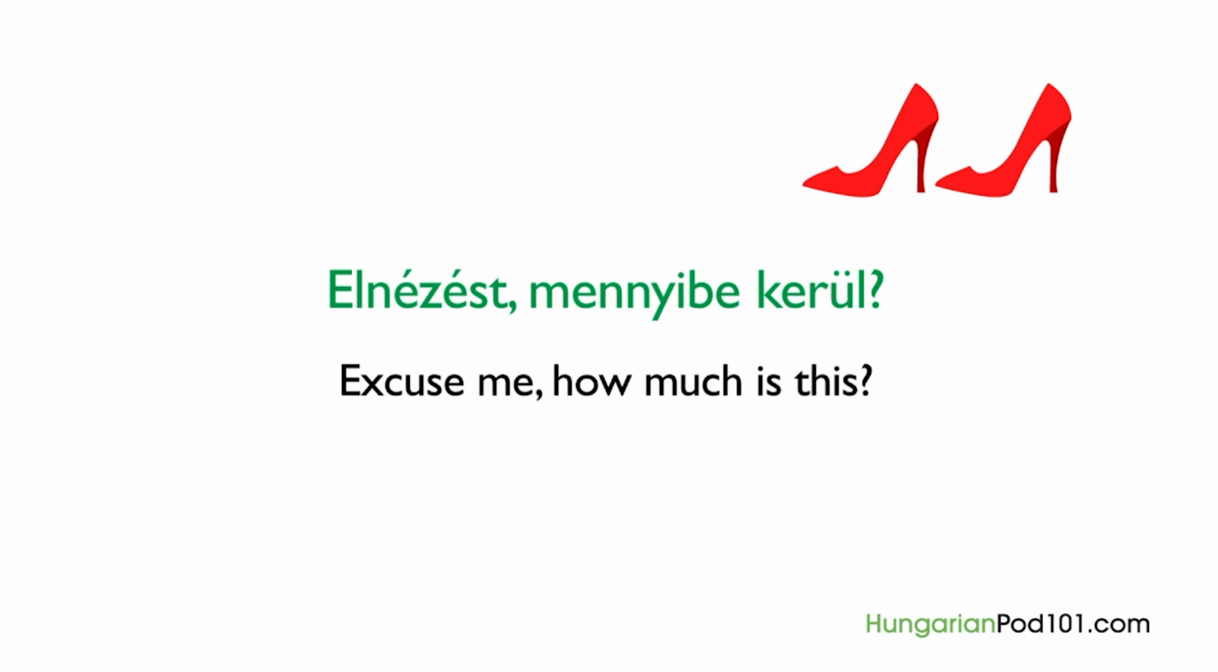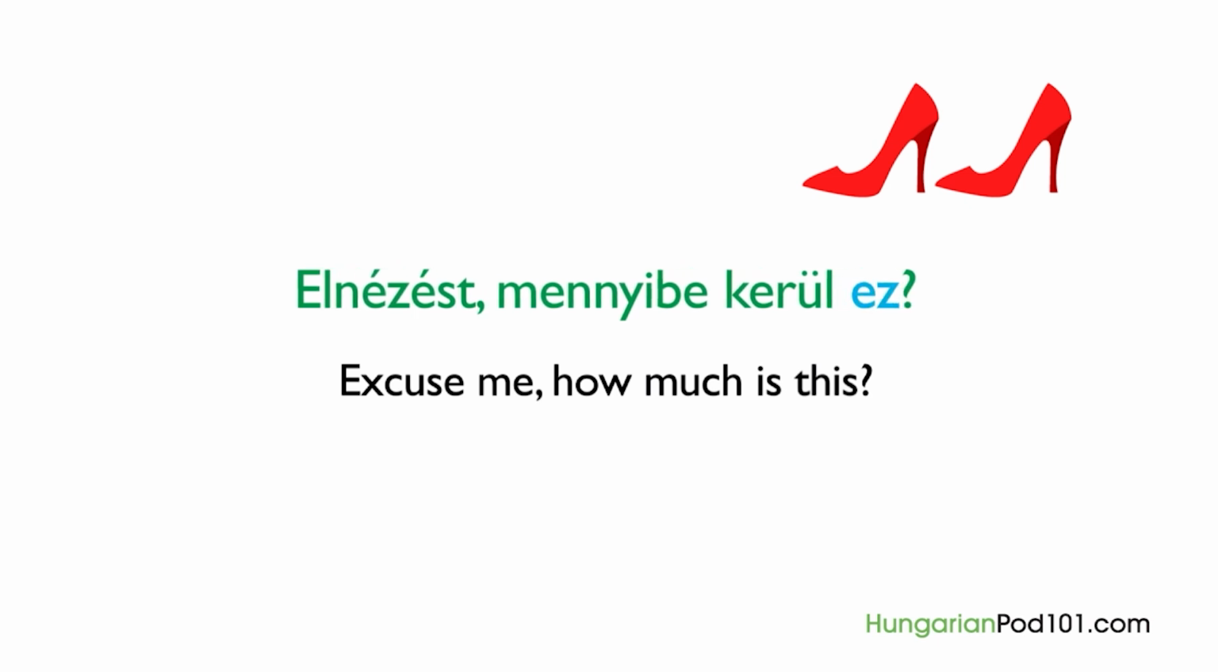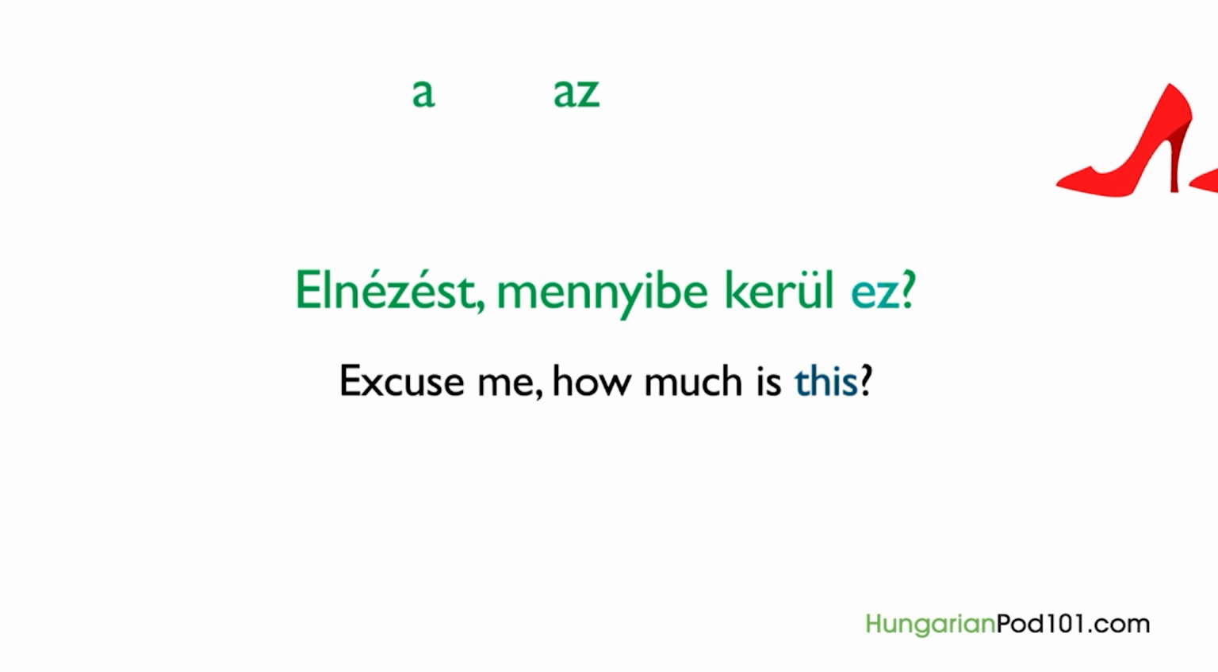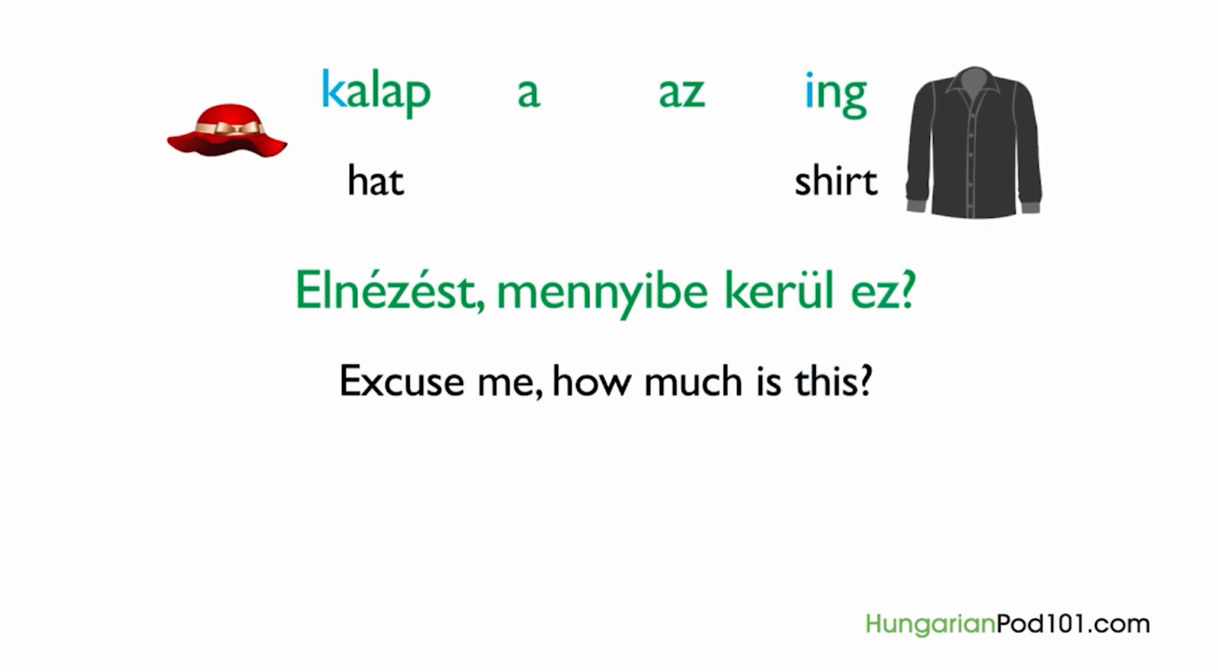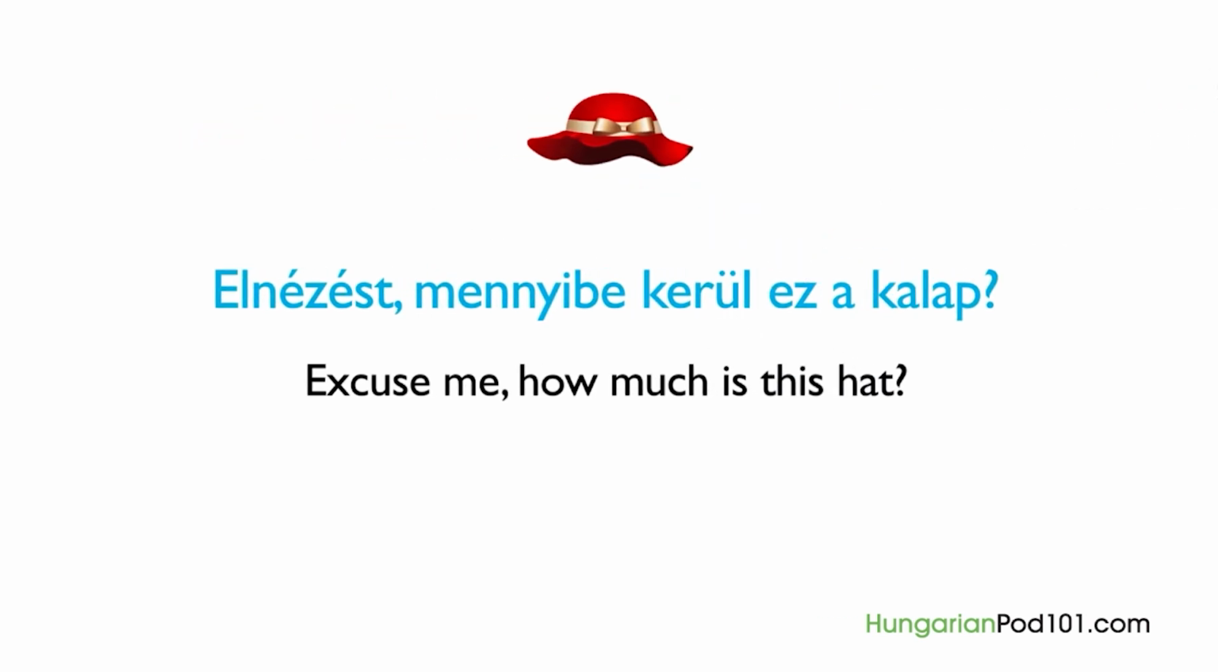If we want to be more specific when asking how much is this and refer to a certain type of object, we need to add the word ez, meaning this, and then an article. Now you need to be mindful of the first sound of the word. If it's a vowel, you have to use the article az. If it's a consonant, use a. Elnézést, mennyibe kerül ez a kalap? Excuse me, how much is this hat?